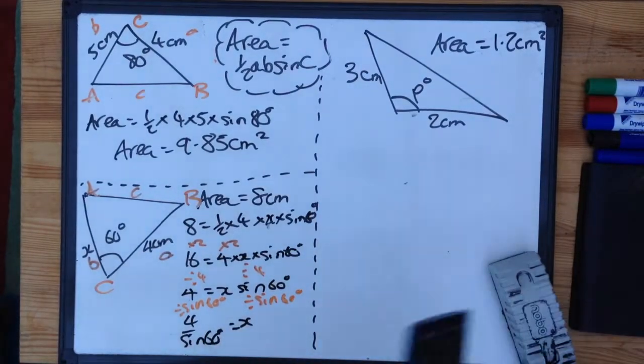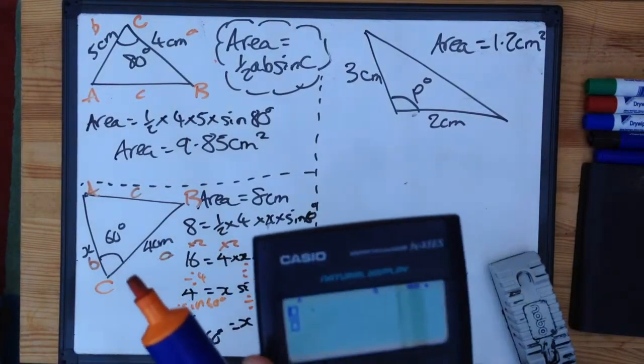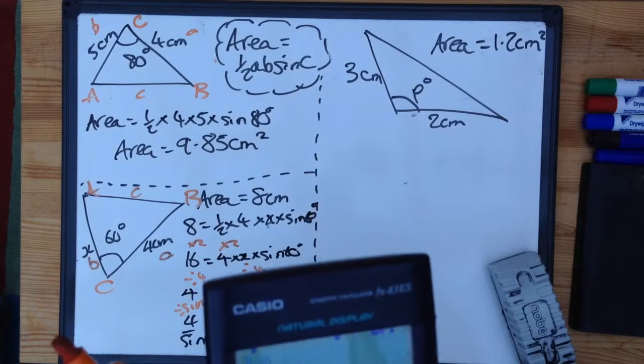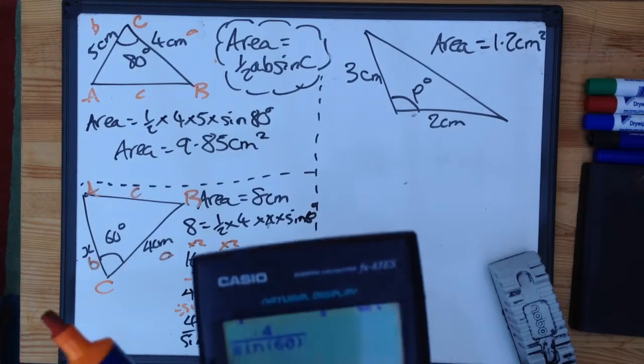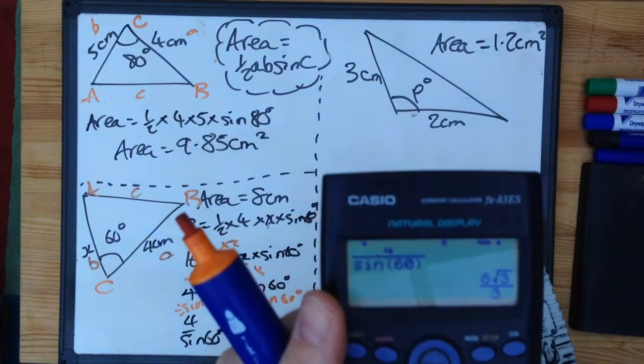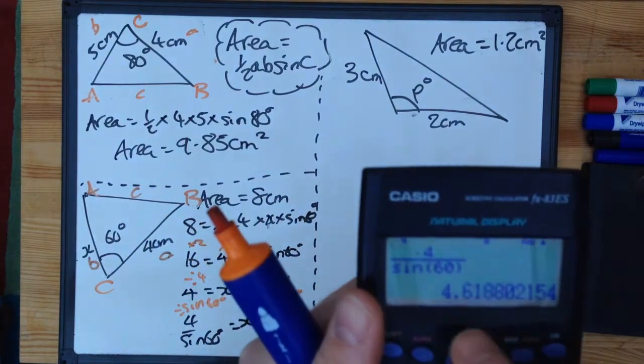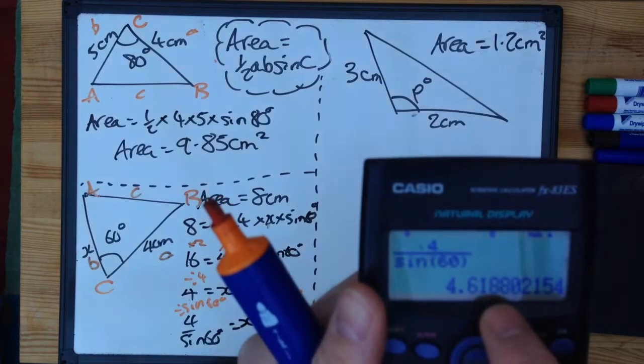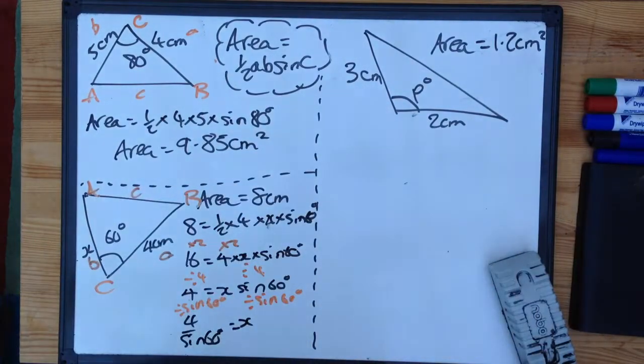Stick that in your calculator. So fraction 4 over sin 60, close brackets, press equals. We get 8 root 3 over 3. Now again, you could write that down, but if they want a decimal, press your SD button. Third sig fig is the 1, the 8 rounds up, so it's 4.62. So x is 4.62 centimetres.